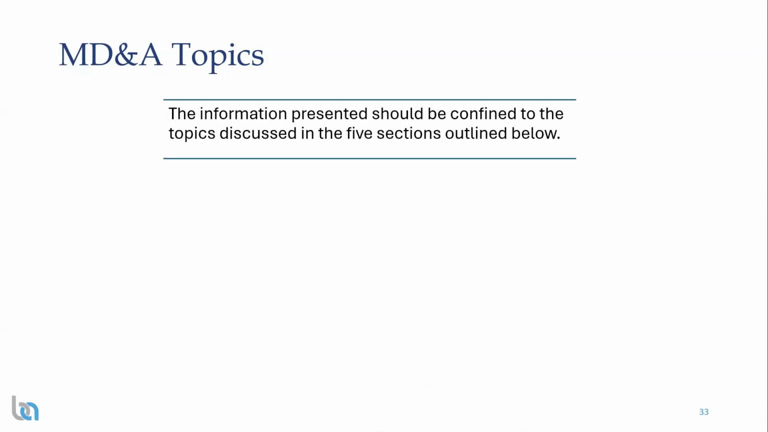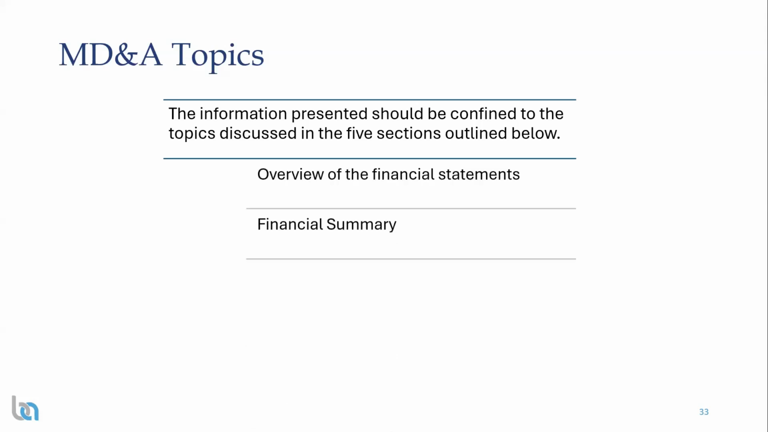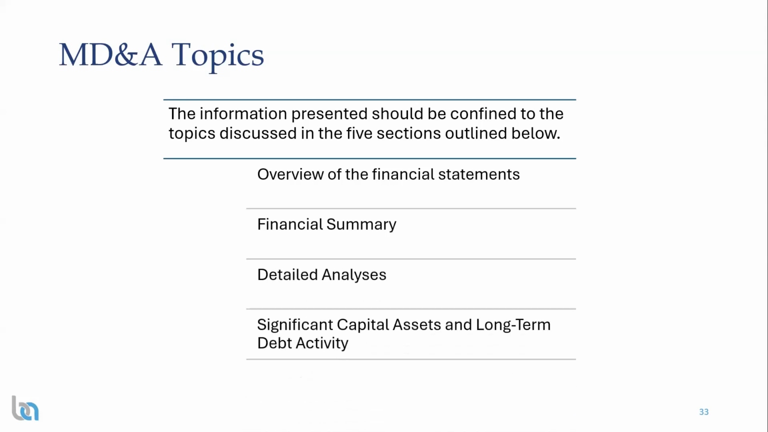So what are the topics that need to be in the MD&A? Information presented should be confined to the topics discussed in the 5 sections outlined below. Overview of the financial statements, financial summary, detailed analysis, significant capital assets and long-term debt activities, and currently known facts, decisions, and conditions. And they actually provided a lot of criteria, because this is really where people just go all out, is those currently known facts, decisions, and conditions. They basically tell you everything they know.